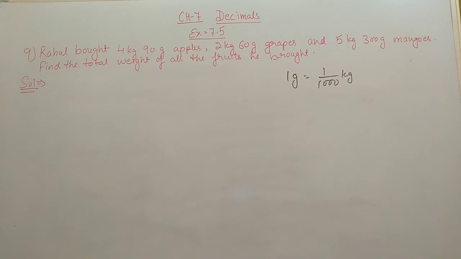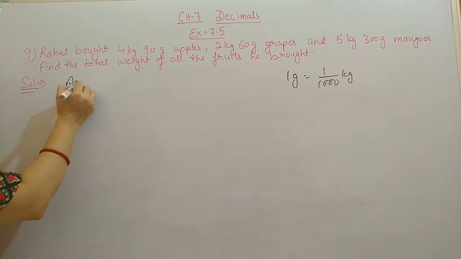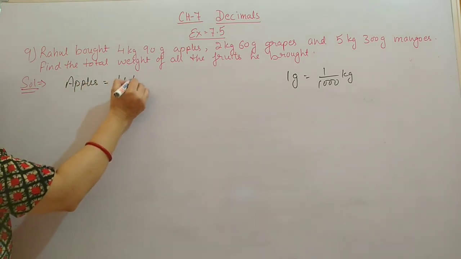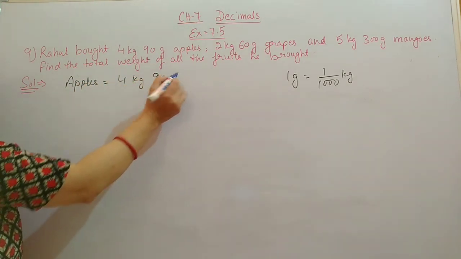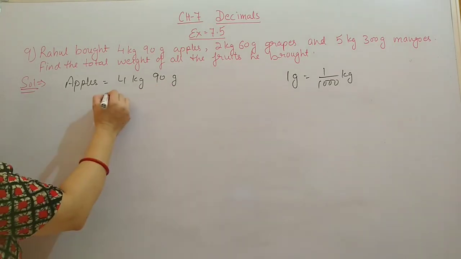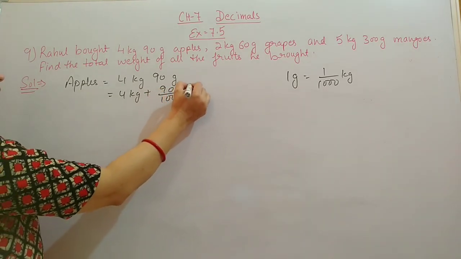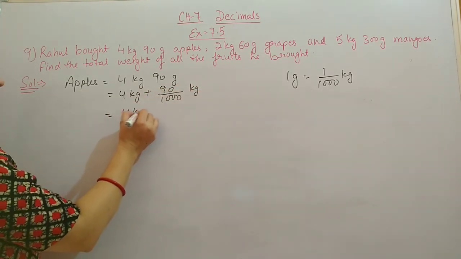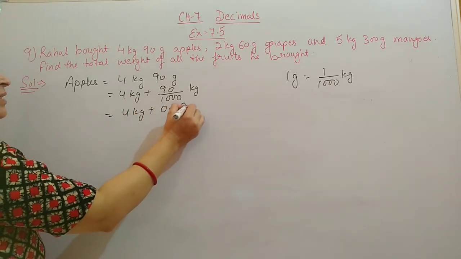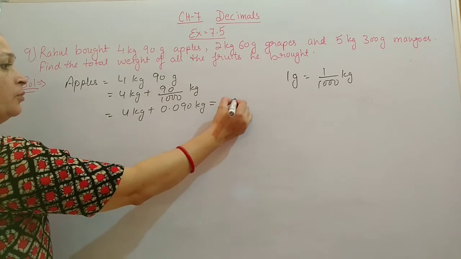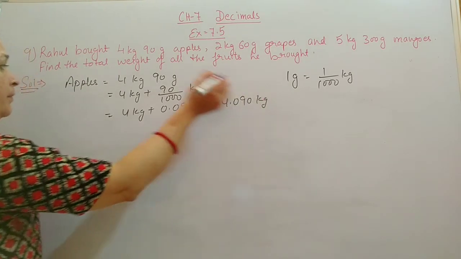Next, question number 9. Rahul brought 4 kg 90 gram apples, 2 kg 60 gram grapes and 5 kg 300 gram mangoes. We have to find out the total weight of all fruits he brought. So apple is 4 kg 90 gram. To change gram into kg we have to divide by 1000. So it will become 4 kg plus 90 divided by 1000, 4 kg plus 0.090 kg, which we can write as 4.090 kg.